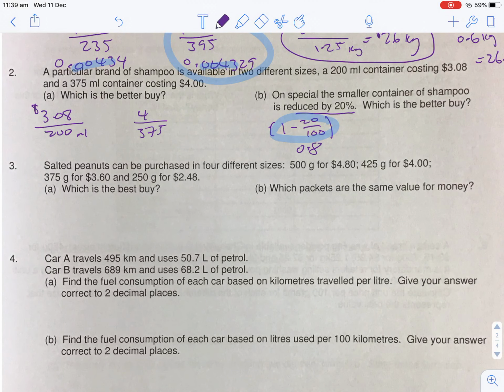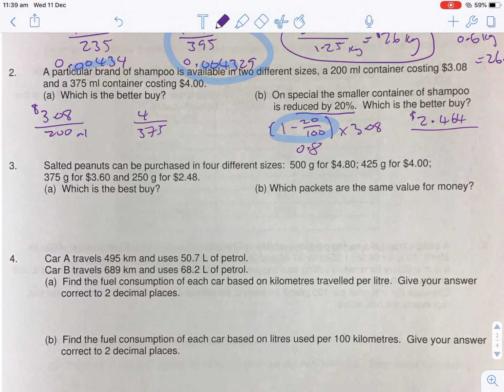So 0.8 times the original price is what we're doing. And the 200 mil price was 3.08. That would give you a new price, and you get that price and divide it by the original quantity. So I'll do that one quickly. So 0.8 times 3.08 gives me a new price of $2.464 is the whole thing.